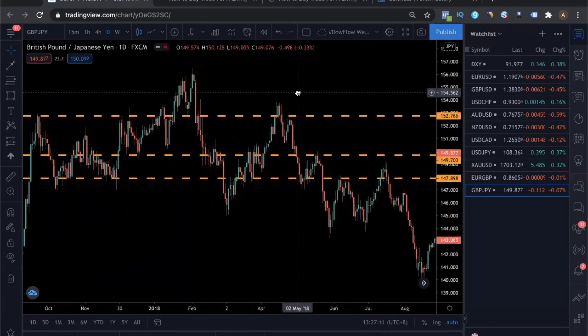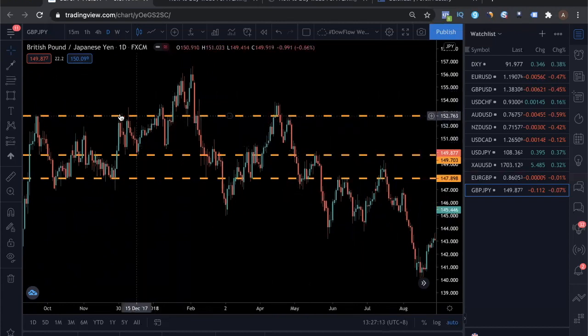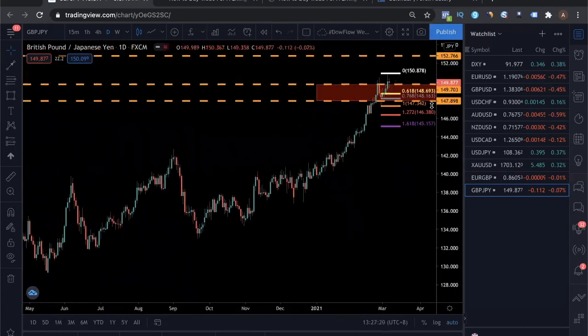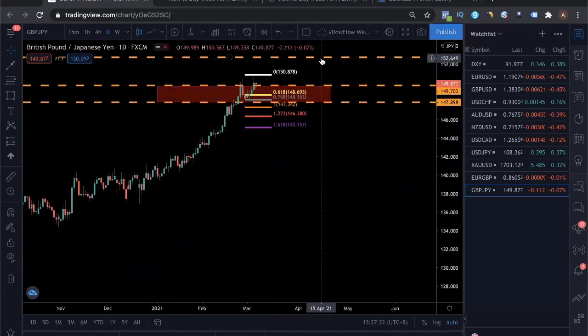So scrolling back in time, you can see that this was actually the high, and this here, and this here. So this is a very strong level. So just be sure to take your profit before price hits this level.